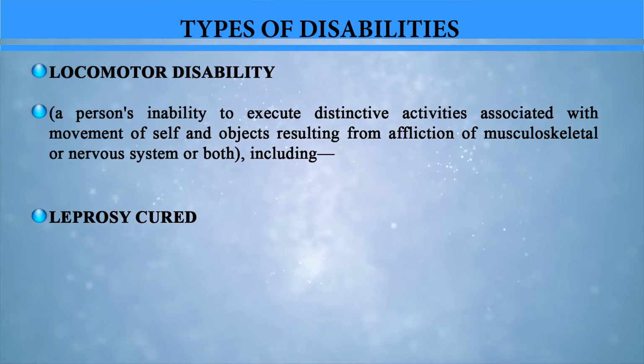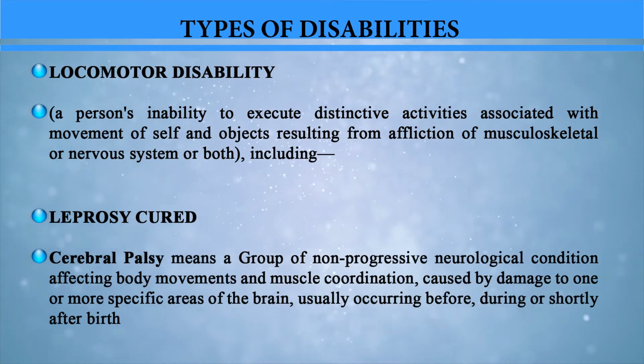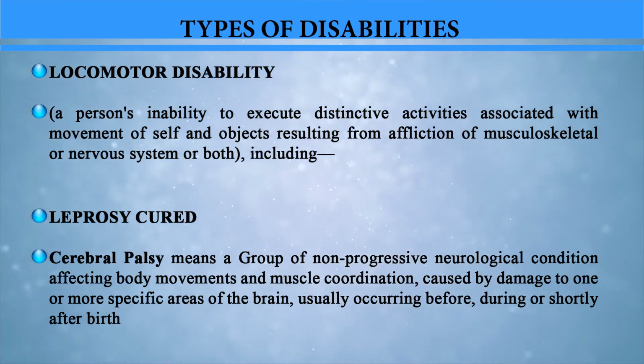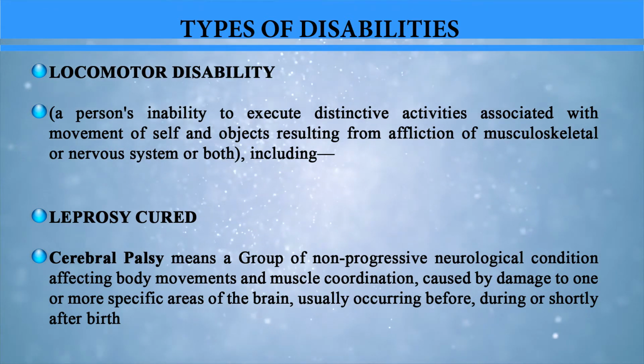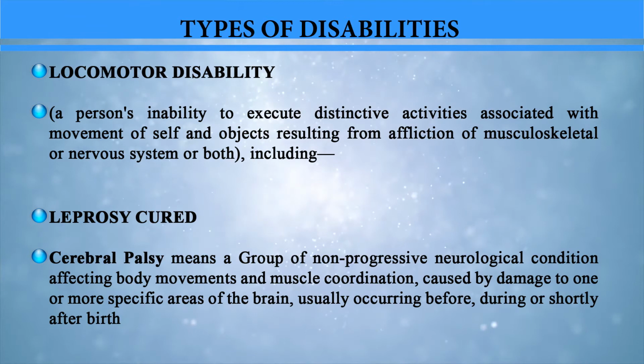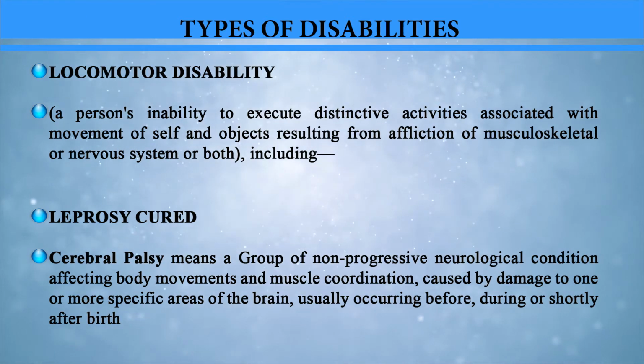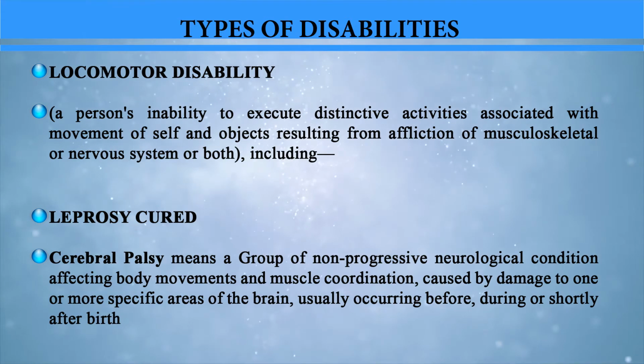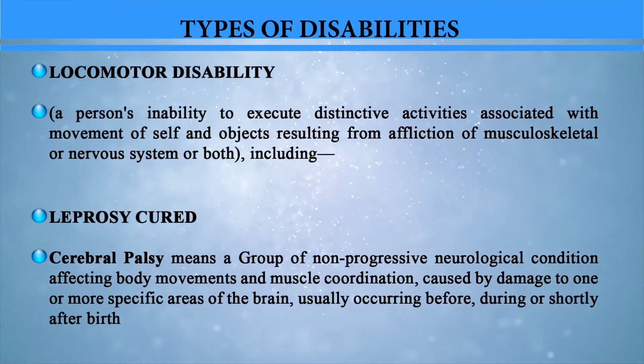Number 2 in locomotor disability is cerebral palsy. Cerebral palsy means a group of non-progressive neurological conditions affecting body movement and muscle coordination. It is caused by damage in one or more specific areas of the brain, usually occurring before, during or shortly after birth. Then there is the disability dwarfism. Anybody who is having a height of less than 4 feet comes under dwarfism. And this category is included in the Rights of Persons with Disabilities Act in 2016.